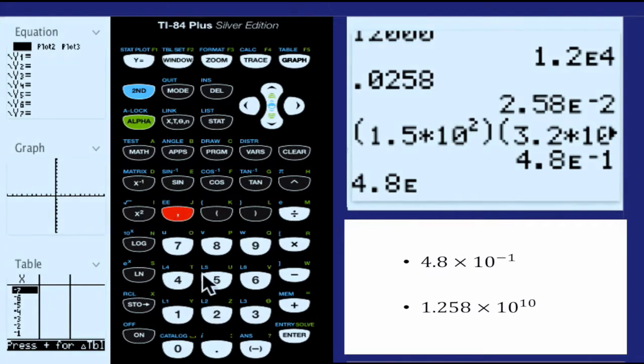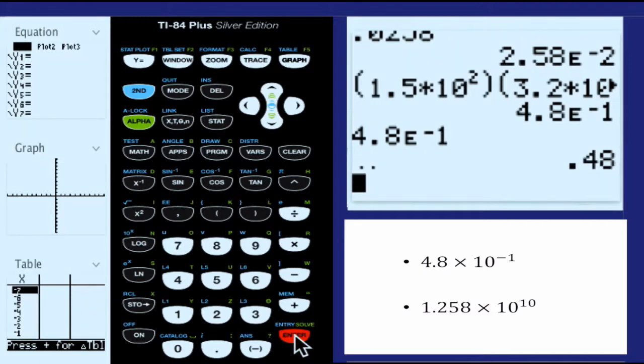So the exponent for that was -1. Remember, we got to use the negative button and then 1. And now we just press enter and it's going to tell us in standard notation. That is actually 0.48. Let's try 1.258 times 10 to the 10th.